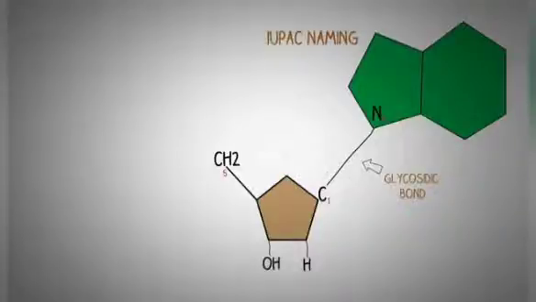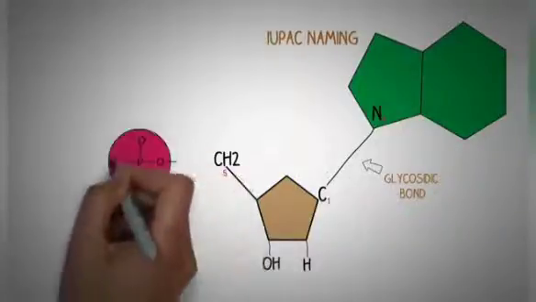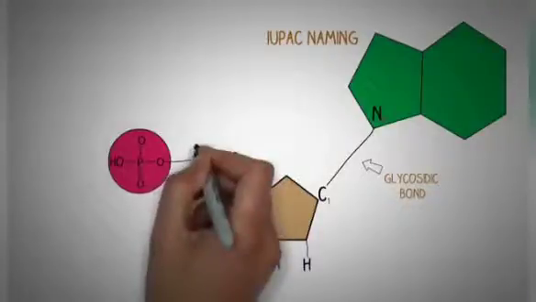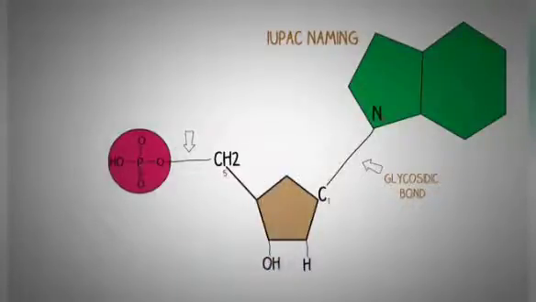Now next, let's attach the phosphate. The phosphate group attaches with the carbon number 5 of the sugar, and the bond formed is the example of an ester bond, which is also a strong covalent bond. So now you know how the three structures in a single nucleotide bind to each other to form one nucleotide.